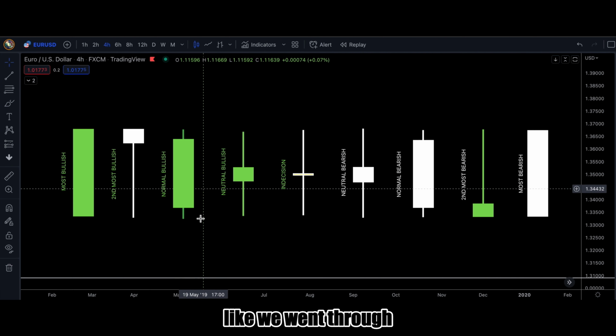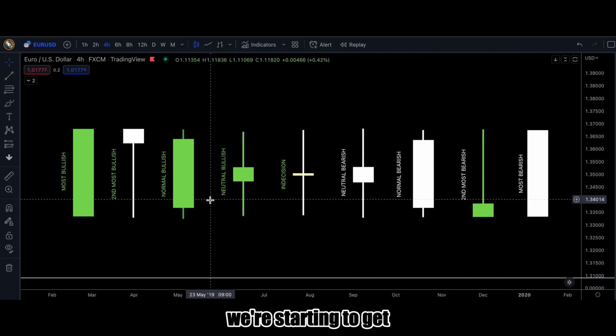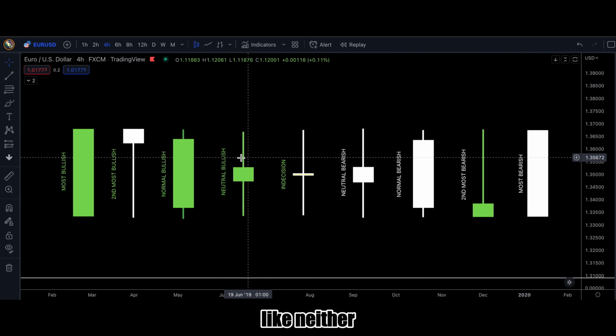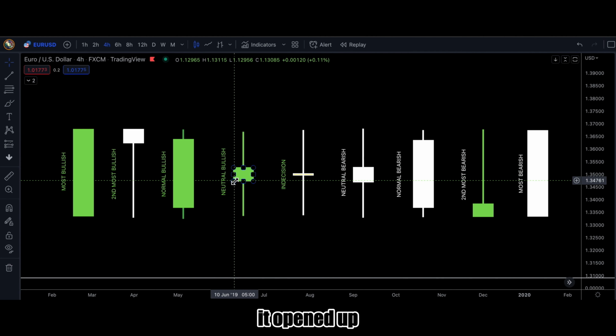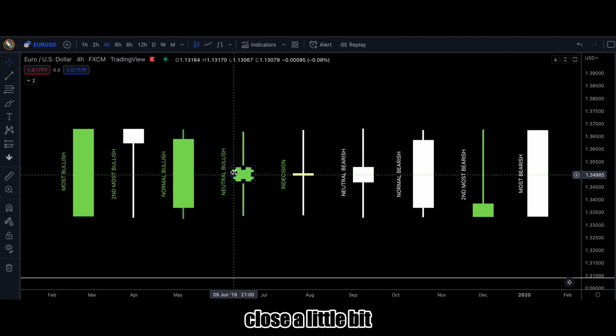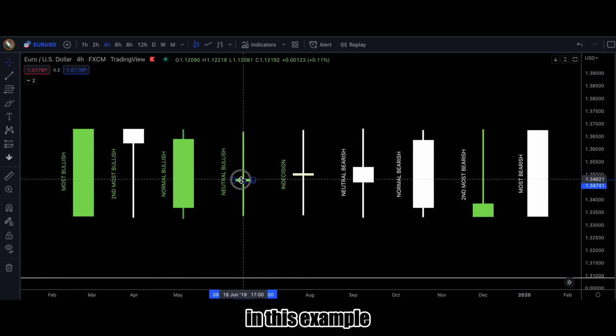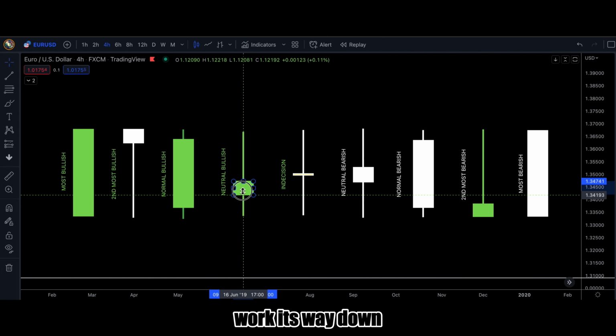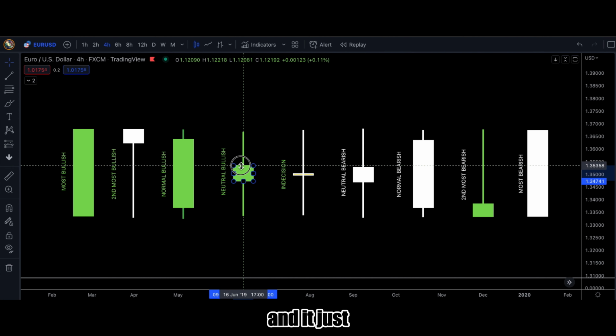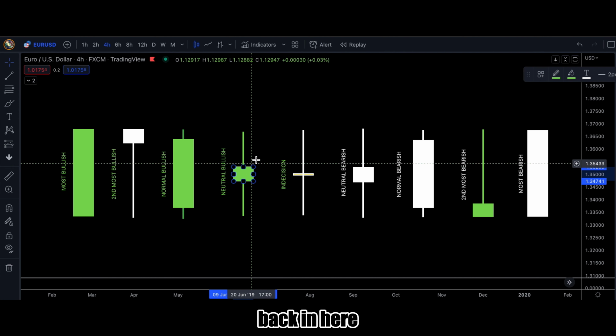Here's a normal candlestick like we went through in the first diagram. Now we're starting to get into our dojis, our indecision, right? Where it's kind of like neither here nor there. It opened up and price closed a little bit above where we had opened, right? In this example, price would open up, work its way down, grab ourselves a high, and then just kind of settle back in here and close.